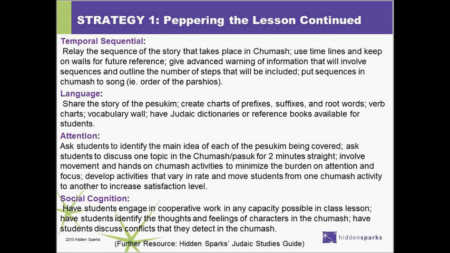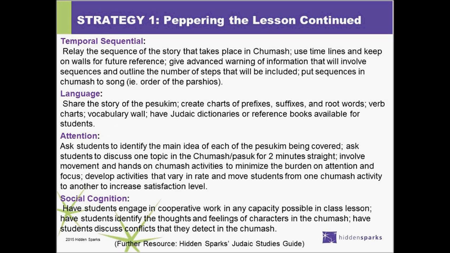You want to involve them in as much movement and hands-on activity as possible, which certainly decreases the burden on attention, and develop activities that vary in rate, moving students from one activity to another. On the social end, as much as we can engage the students in cooperative work or in any work that involves socialization in the classroom, if there are strengths, they will thrive in that classroom. We can have students identify thoughts and feelings of characters in the Chumash in order to understand the social aspects of the Chumash.